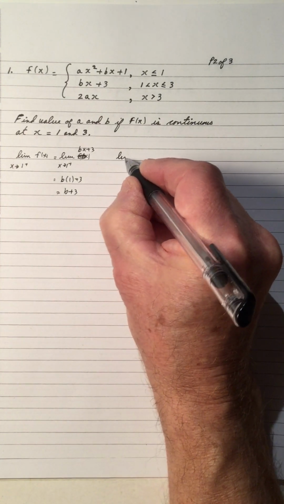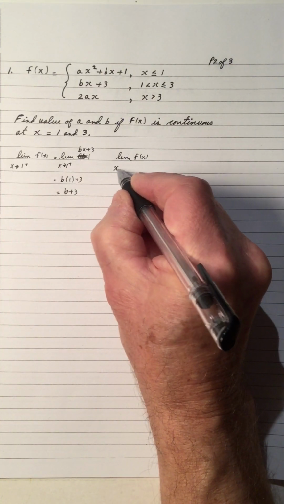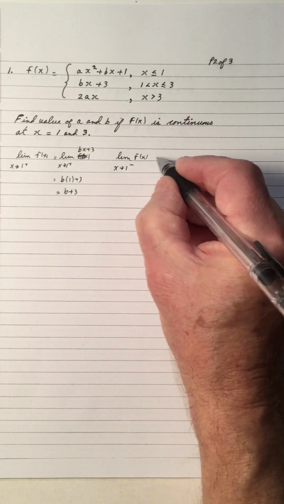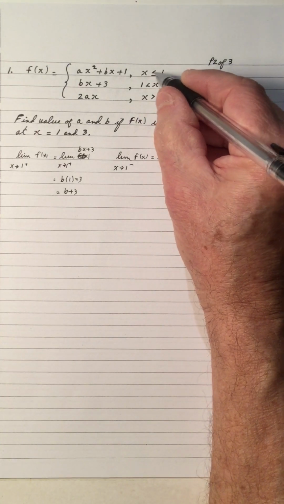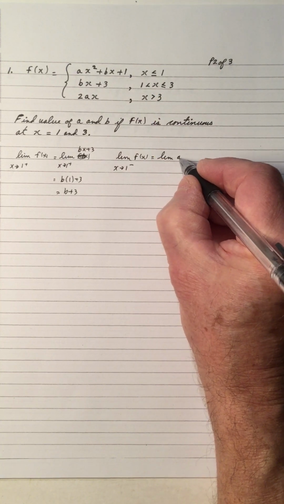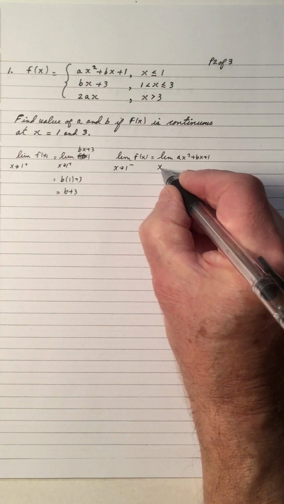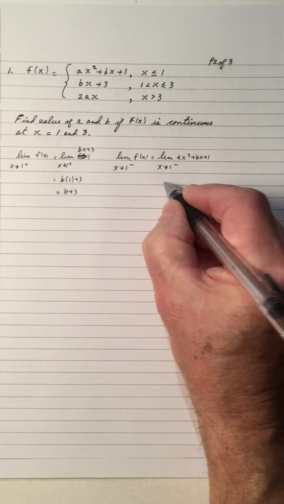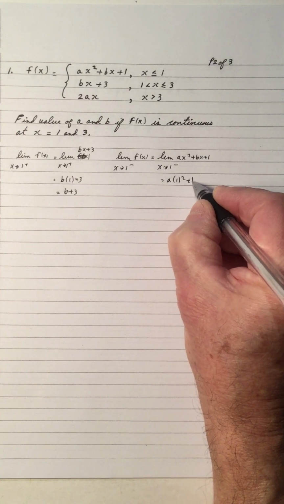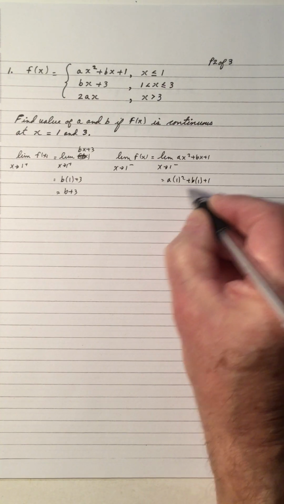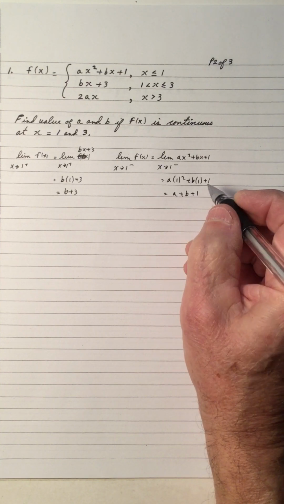And now the limit of f of x as x approaches 1 on the left side. On the left side is here, less than 1. So we have ax squared plus bx plus 1 as x approaches 1 on the left. So we put 1 in the place of x, sub in 1. So that gives us a plus b plus 1.